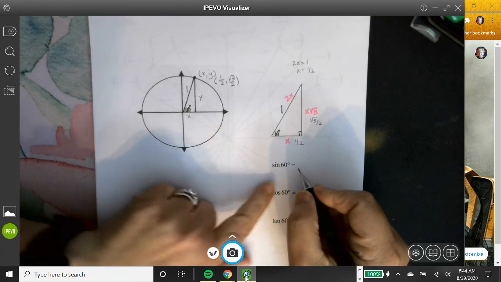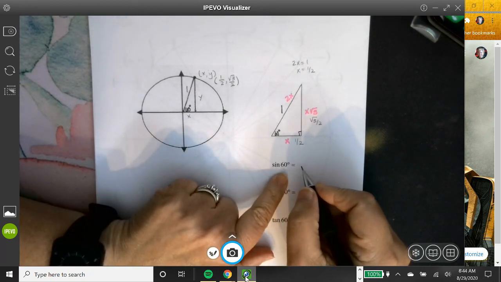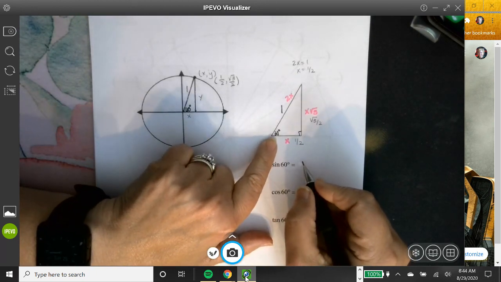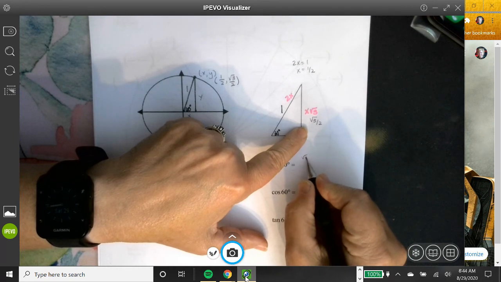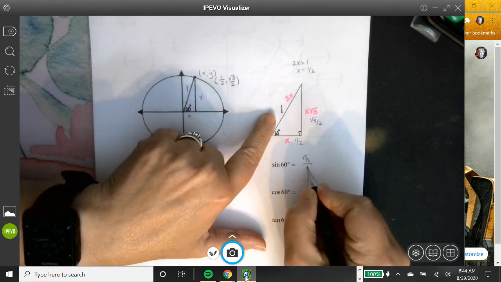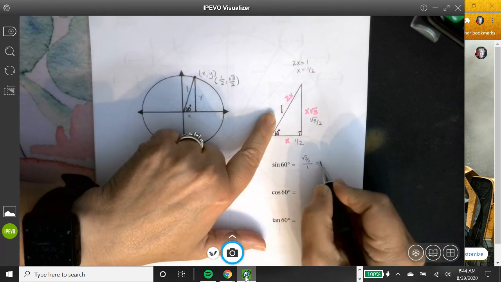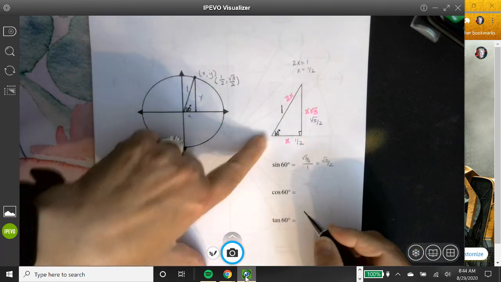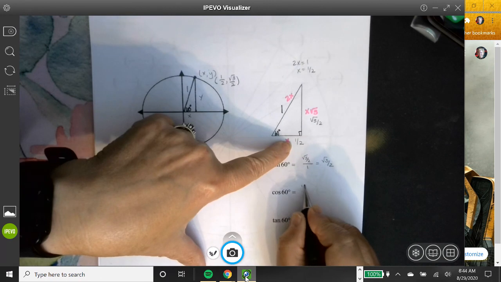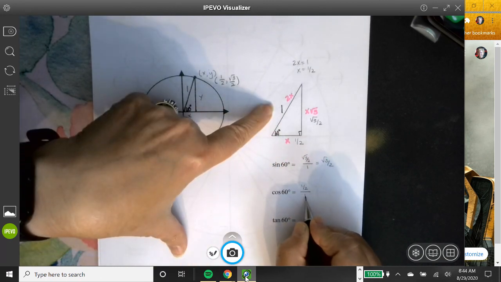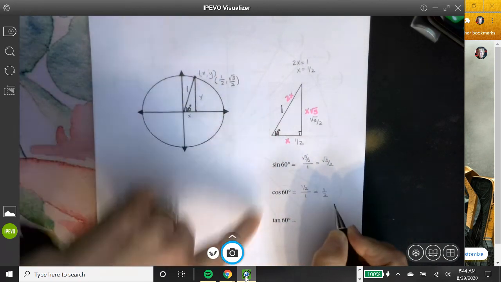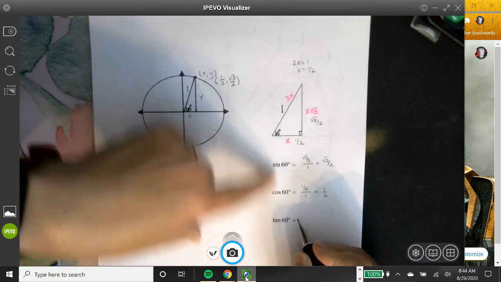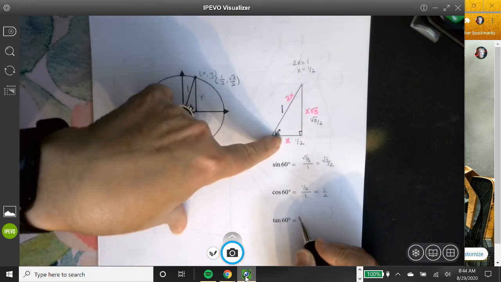And let's figure out what the sine of 60 is, but I bet you could figure that out. So the sine, if this is my angle 60, is going to be the opposite, which is root 3 over 2, over my hypotenuse, which is 1. So it's going to be root 3 over 2. The cosine of 60 degrees is going to be the adjacent, which is 1/2, over the hypotenuse, which is 1, so it'll be 1/2.